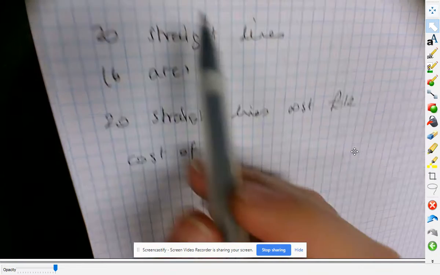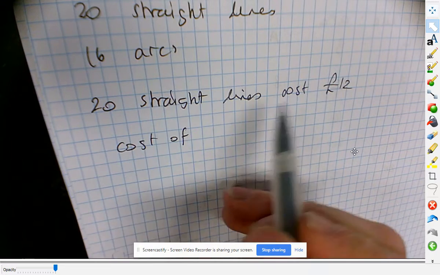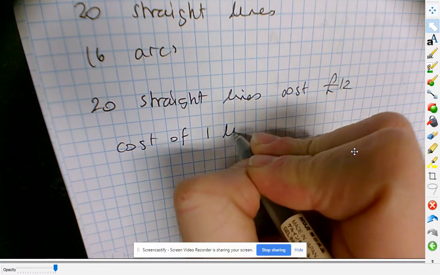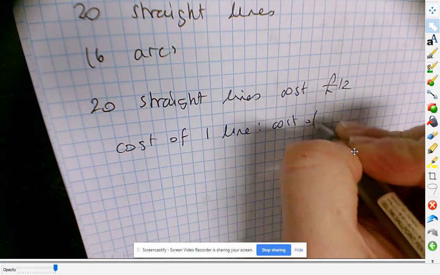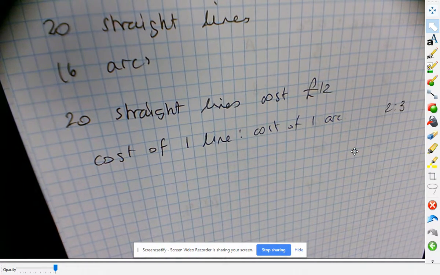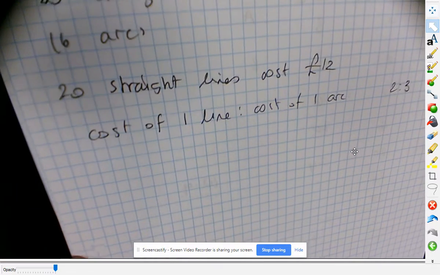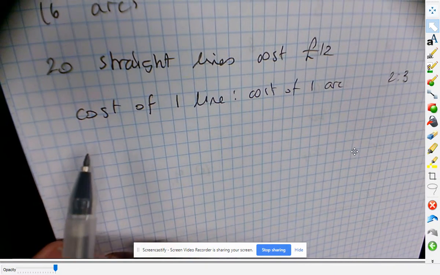So the information we've been given: 20 straight lines, 16 arcs. The 20 straight lines cost £12. The cost of one line to the cost of one arc is in the ratio 2 to 3. Work out the total cost of the pattern. Now, the problem here is that we've got information that's a bit confusing. So, there's multiple ways through this.